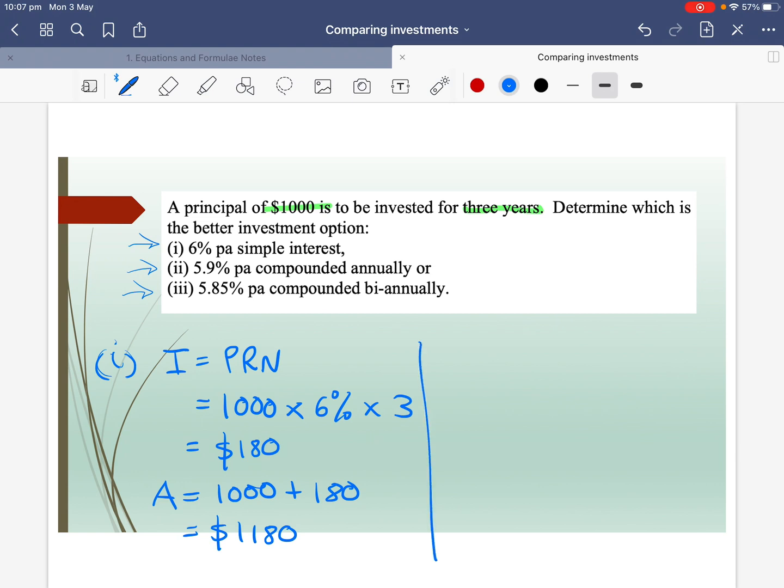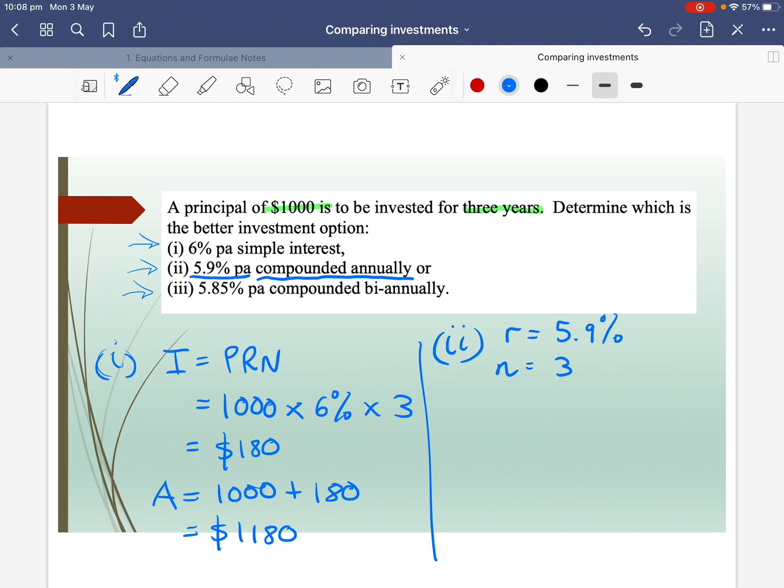Let's look at the second option. Now the second option is 5.9% per annum compounded annually. Because it's compounded annually and it's a 5.9% per annum rate, they match up, so we don't need to change anything. So we just take our R to be 5.9% and our N to be 3, because it's compounding once every year for 3 years.